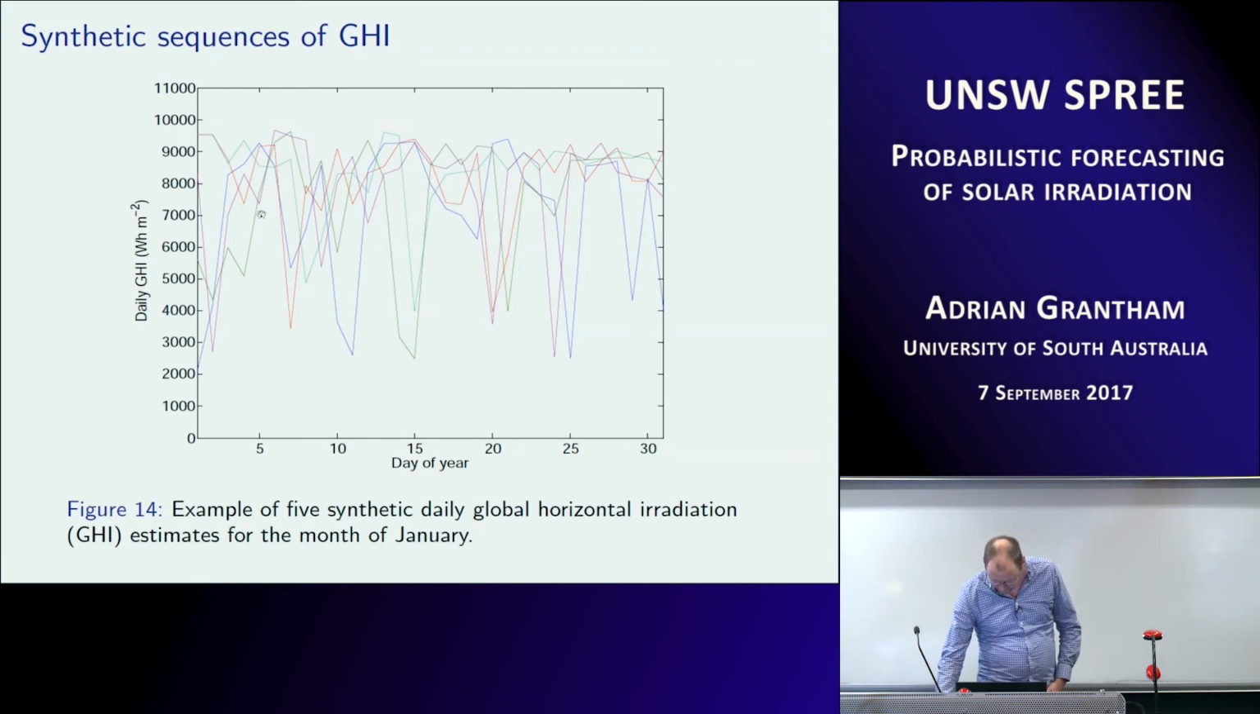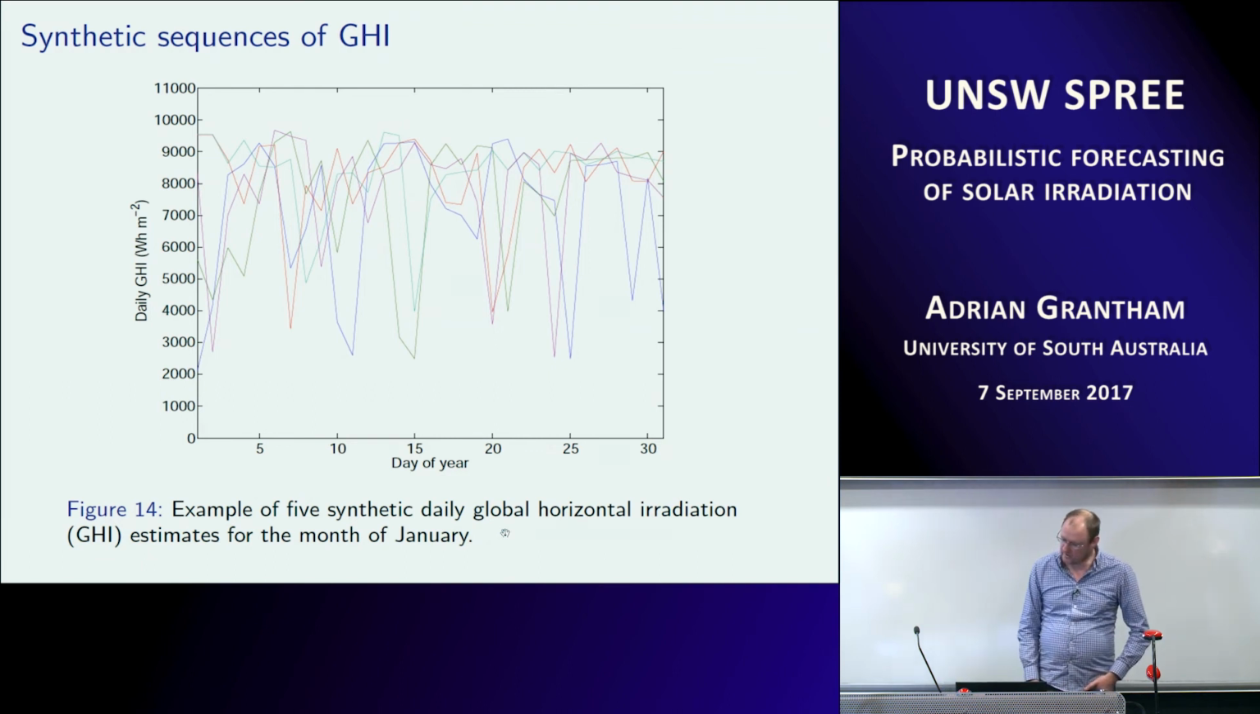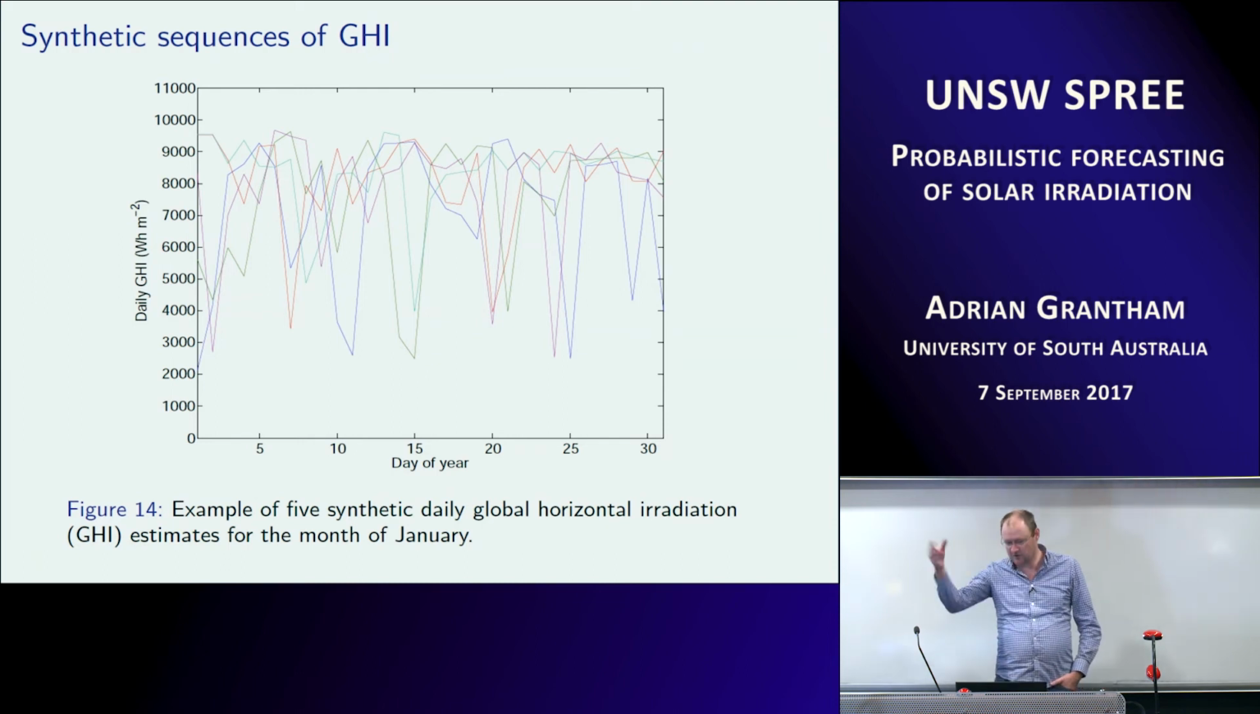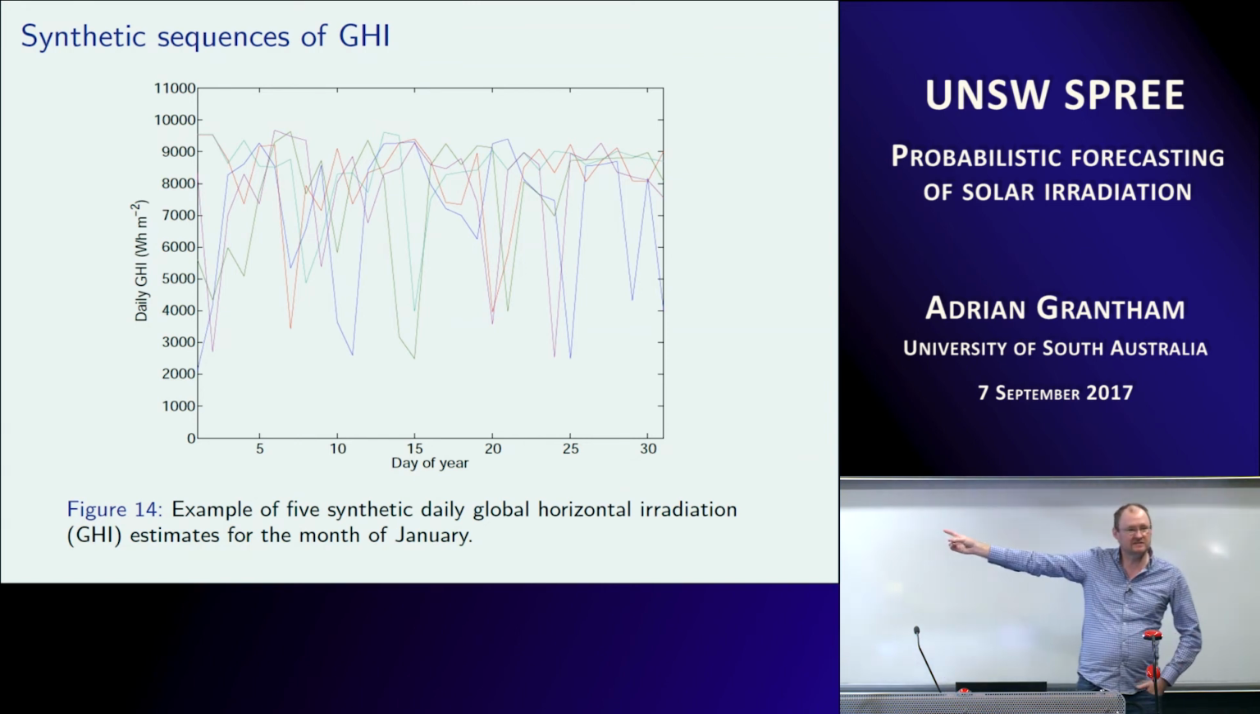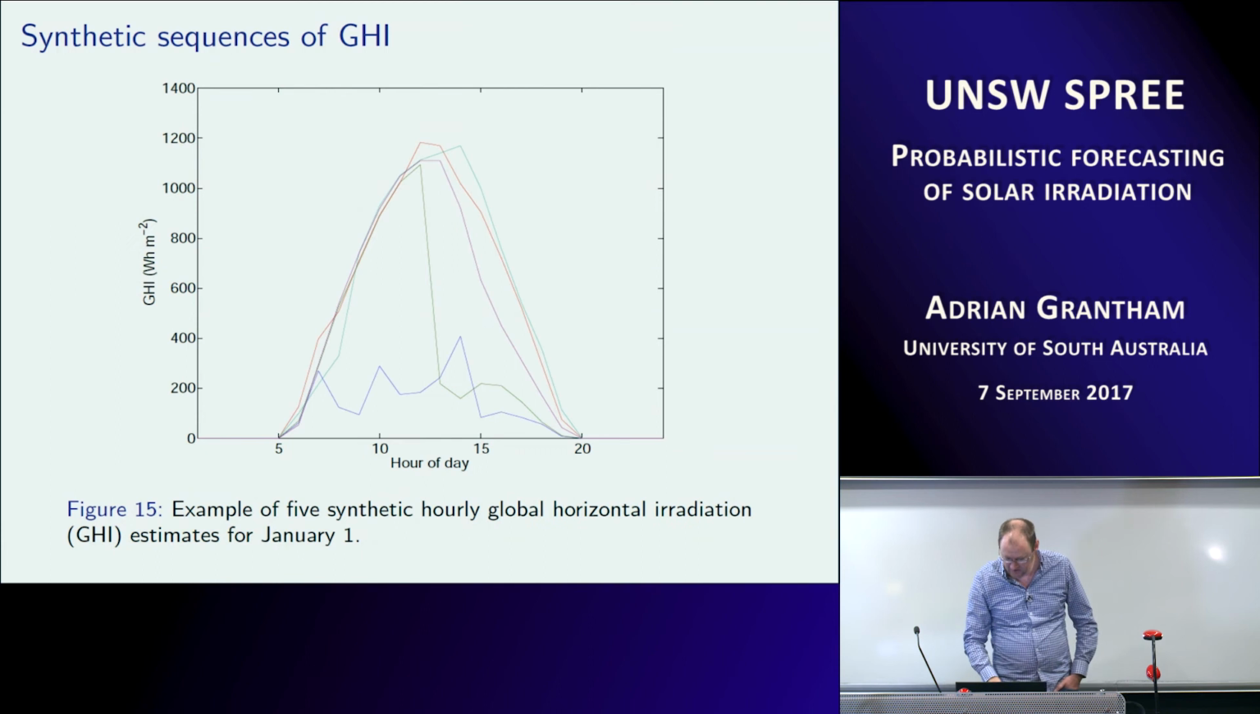I don't know how well that's going to show up, but here we have 5 synthetic sequences for daily GHI for the month of January. I didn't bother plotting all 1,000 of them. I don't know whether that would have been of any use, but we certainly see that we're getting different sequences. Now we might not have seen some of them in the real data, but they're as equally likely to occur. We just haven't seen them yet. Same for our hourly. We're getting some clear sky days through here, and we're also getting some cloudy days as well.